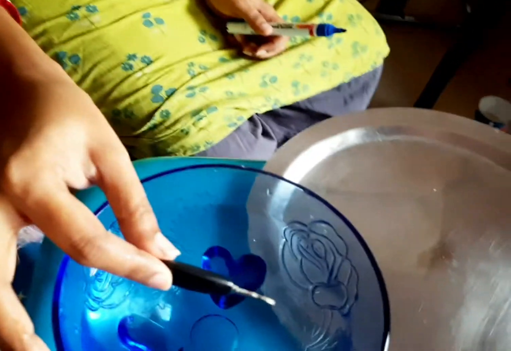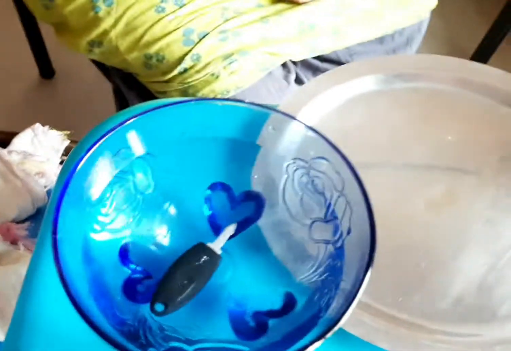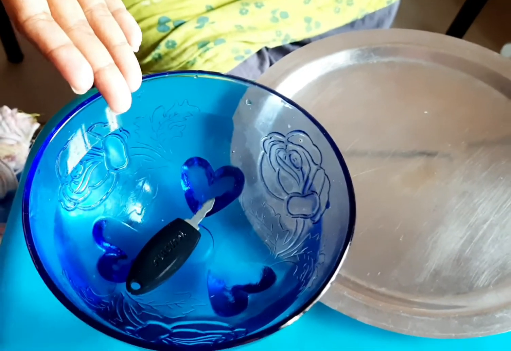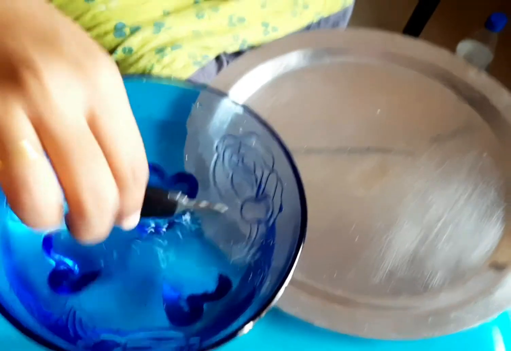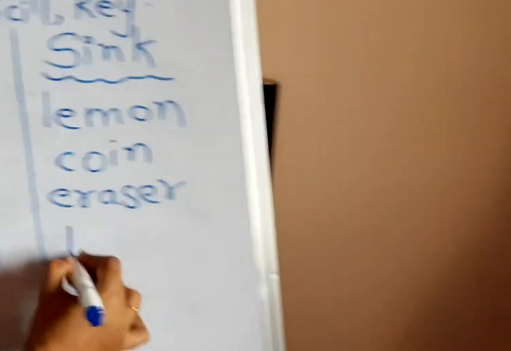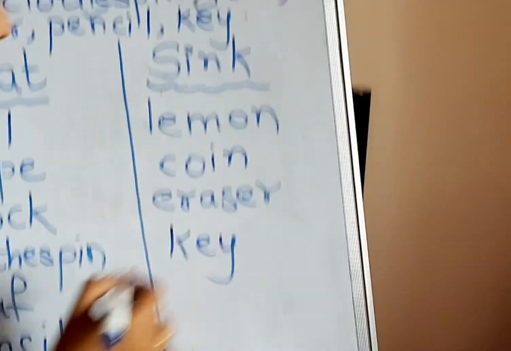And the last we have a key. Let's see what happens when I put this key in the bowl. As we can see, it has sunk down in the water. So here I can say that the key sinks in the water.